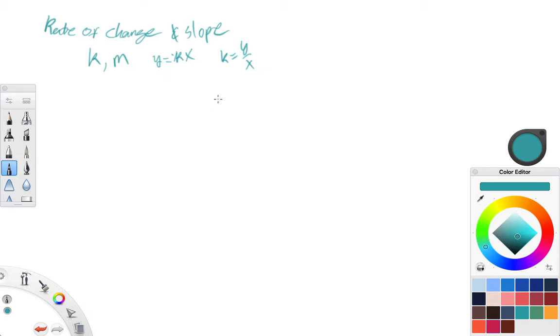But now we're going to talk about rate of change and slope. And when we talk about slope, we're always going to use m. And I'll show you this in a second. But so let's just start with an equation.